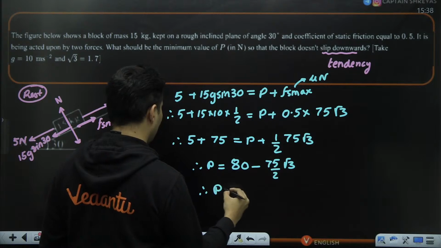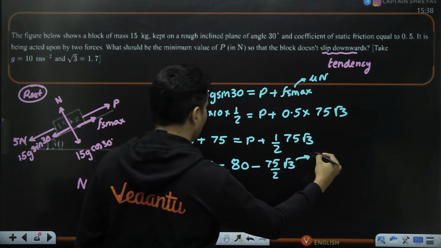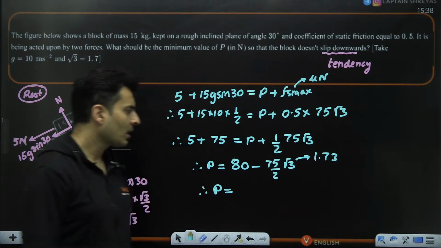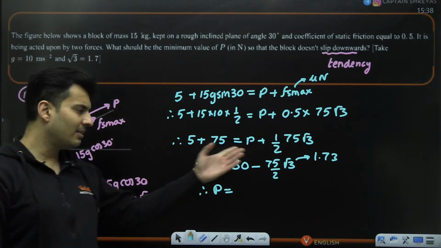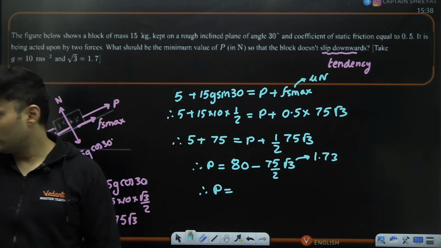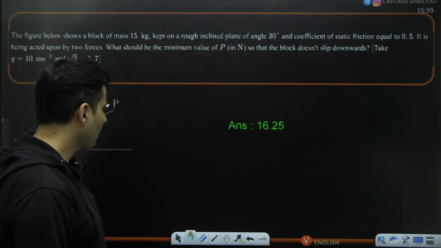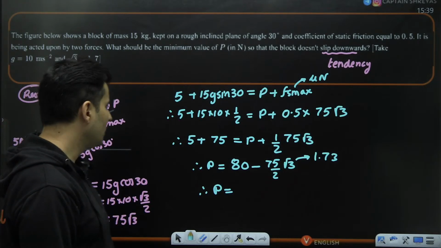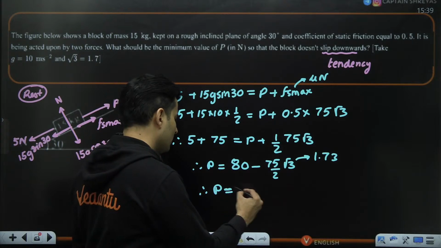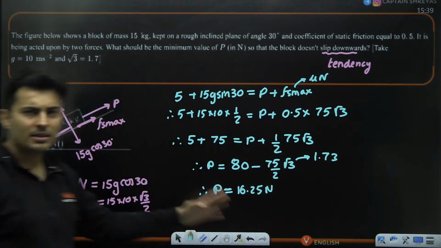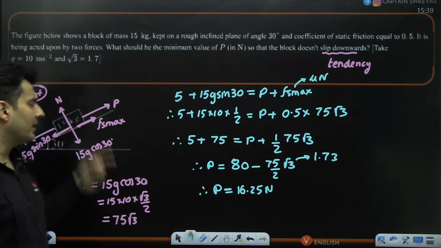So just check this out. Approximately how much will it come? Root 3 is 1.73 approximately. So 1.73 multiplied by 75 divided by 2, subtract it from 80. Just see approximately how much answer you are getting. See if you are getting it as close to 16.25 Newton. This is fine, but the main thing is the direction of Fs max.